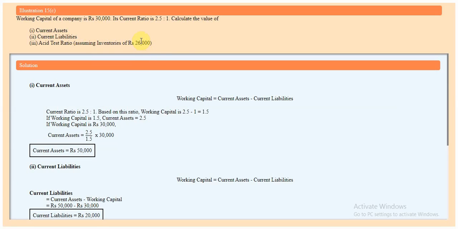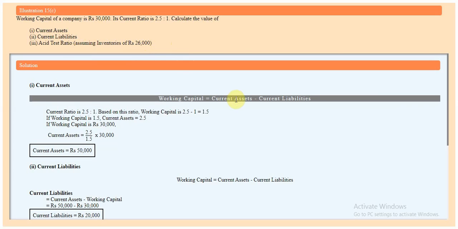Okay. Now what is working capital? Friends, working capital is equal to current assets minus current liabilities. So this is the formula for working capital. Please make a note of it. Working capital is nothing but current assets minus current liabilities. So in the question, they have given the working capital to be 30,000 and they have given the current ratio. Current ratio is current assets by current liabilities. So with this, we have to find out current assets.